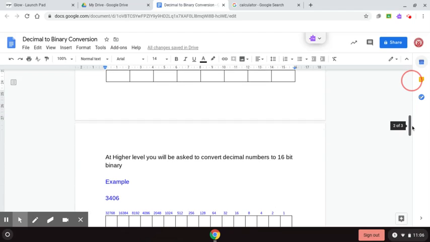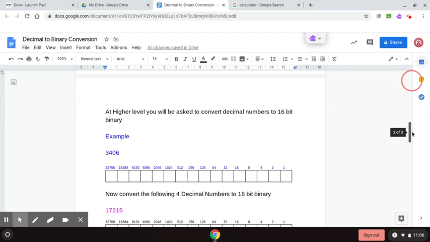The next thing we're going to look at is 16-bit binary. So at Higher level, rather than 8-bit, you'll be asked to do 16-bit, but it's the same process. It's just the numbers are more difficult. So you won't be given these numbers. You'll need to lay them out if you're in an exam. So you would do 1, 2, 4, 8, 16, 32, 64, 128, 256, 512, 1024, 2048, 4096, 8192, 16384, 32768. So I'm just doubling them every time. And it's the same process.